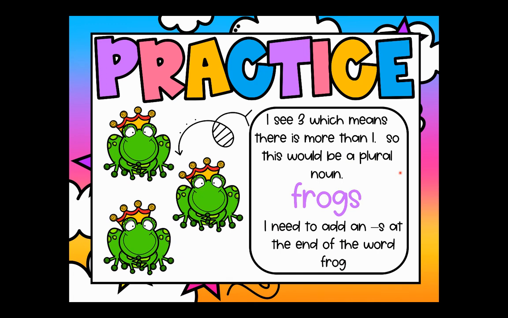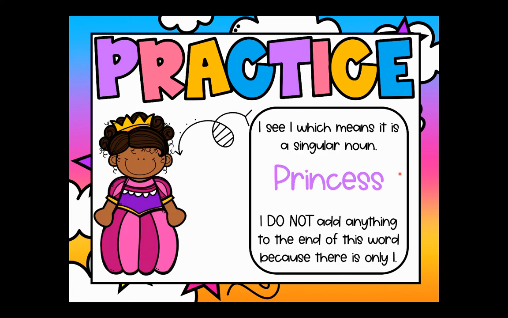So let's practice. Here I see 3, which tells me there's more than one. And then that should tell me that this is definitely plural. So I know that it's a frog, and I know there's 3 of them. So I need to add an S at the end of frog to make it plural because there's more than one. So it changes to frogs. Here I have 1. So I'm just going to leave it princess because there's only one princess. So I do not add anything to the end of that word because it's a singular noun and not a plural noun.